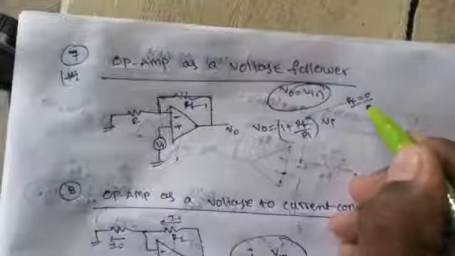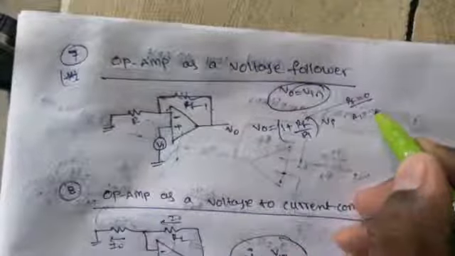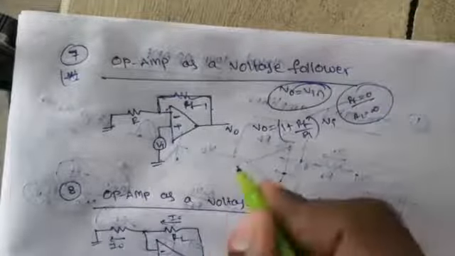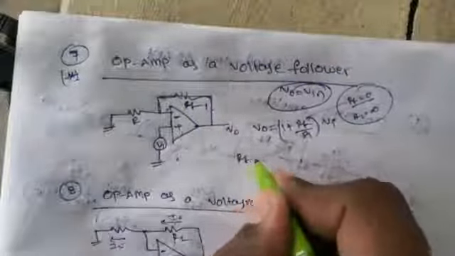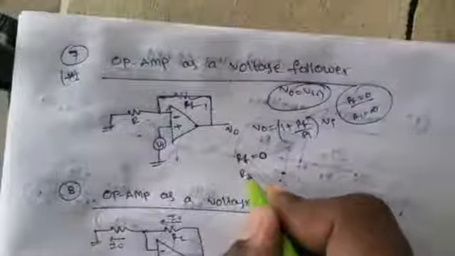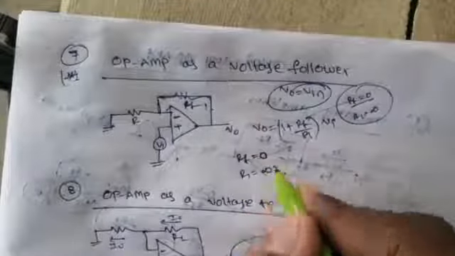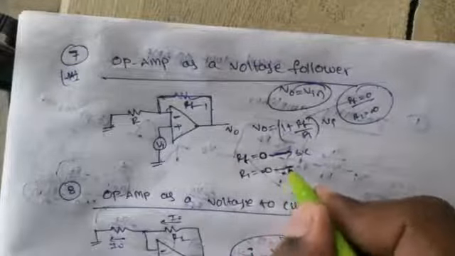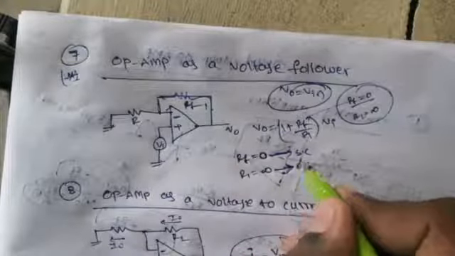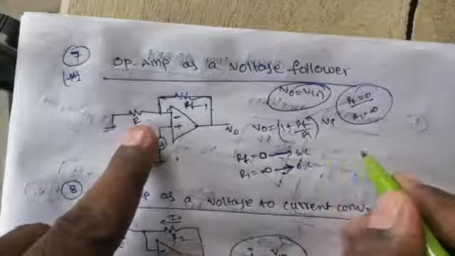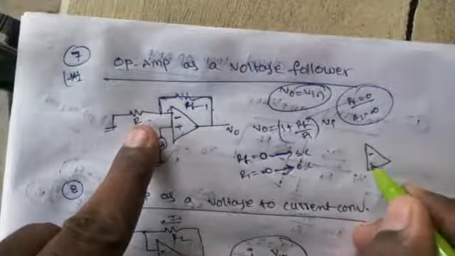RF should be 0 or R1 should be infinity. Then we will get the voltage follower circuit. So feedback, this is the important point. Feedback path resistance will be 0 and R1 input side resistance will be infinity. If it is 0, it will simply be a short circuit. If it is infinity, it belongs to the open circuit. To make these two changes in this circuit, your circuit will be modified like that.